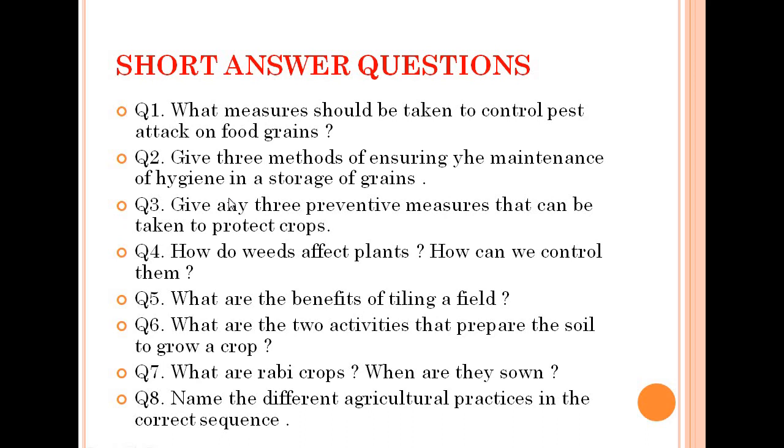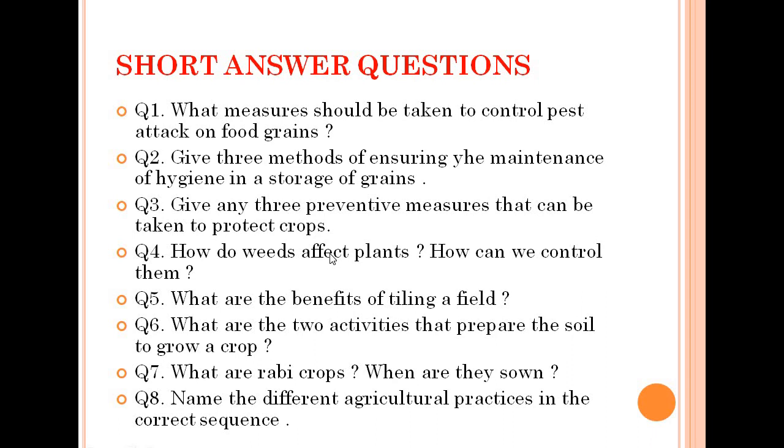Question number 3. Give any 3 preventive measures that can be taken to protect crops. The first one is weeding. In weeding, what will happen? We are removing the weeds. In this way, the plants can grow in their natural way. Second, for protecting the crops, we can add fertilizers. In that way, it increases the yield of the crop plants. Third, we can use weedicides and pesticides.